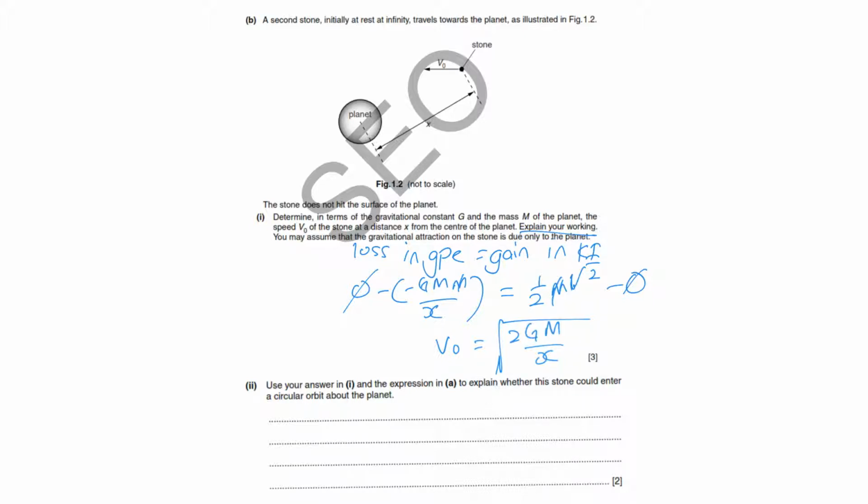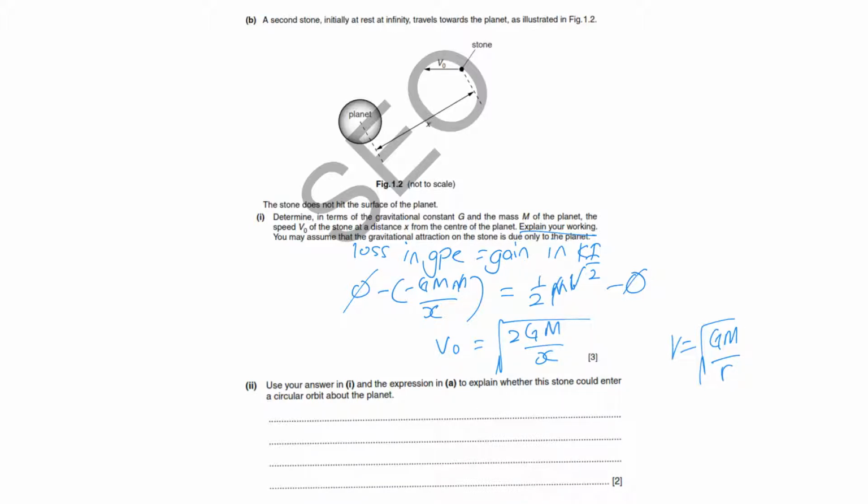Now, the next part, they said to use your answer from the previous part to explain whether this stone could enter a circular orbit. If you remember the previous part that we did, the speed of orbit that we just derived on the earlier page was V equals square root of GM over R, where R was the radius of orbit. But if you notice, the speed of the stone when it reached this point here is square root of 2GM over X.